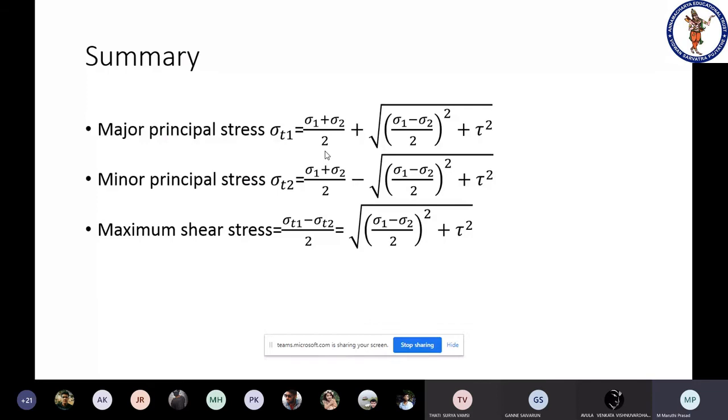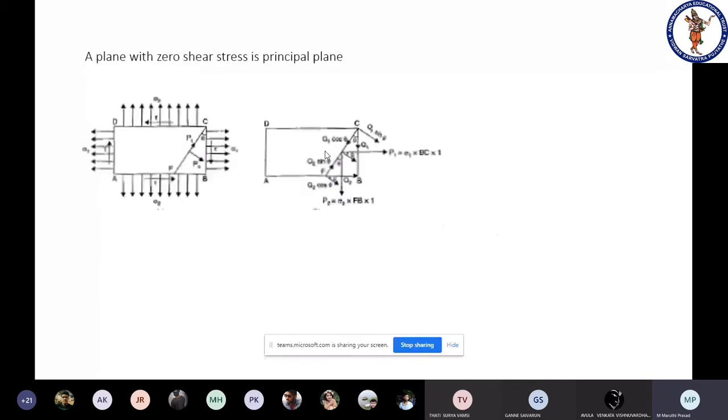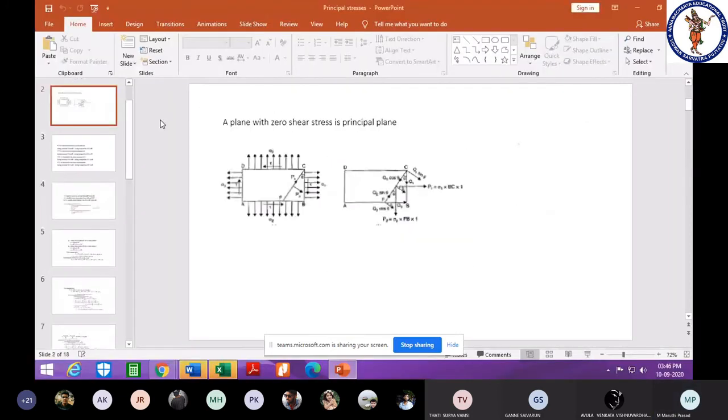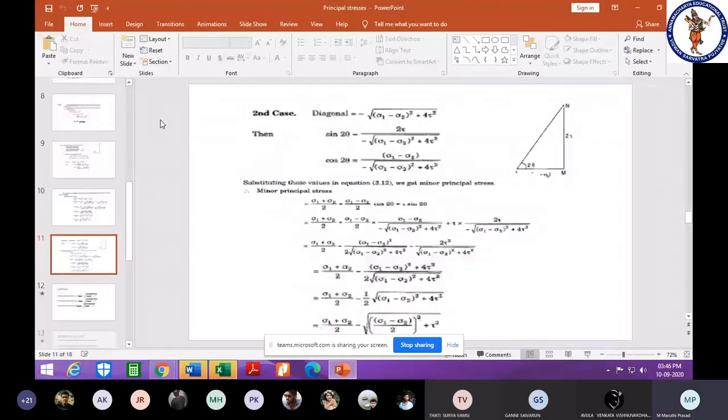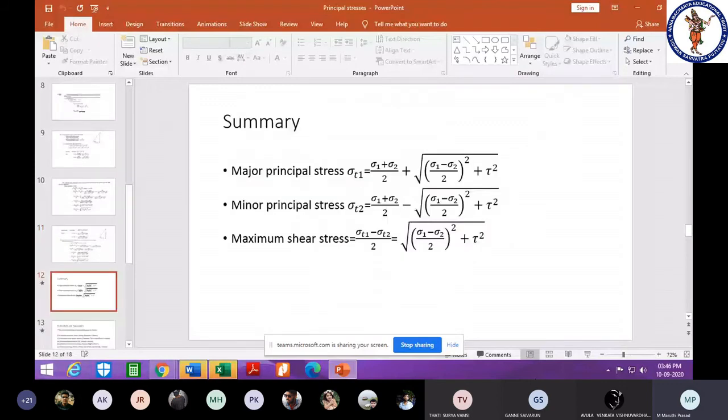And sigma 1 and sigma 2 are the tensile stresses which are already acting on the body, whichever body we have considered. The stresses acting are sigma 1 and sigma 2, and tau is the shear stress acting on this particular plane. So these are sigma 1 and sigma 2, this is the shear stress, right? So this is the equation. The same equation we can use for different situations also.